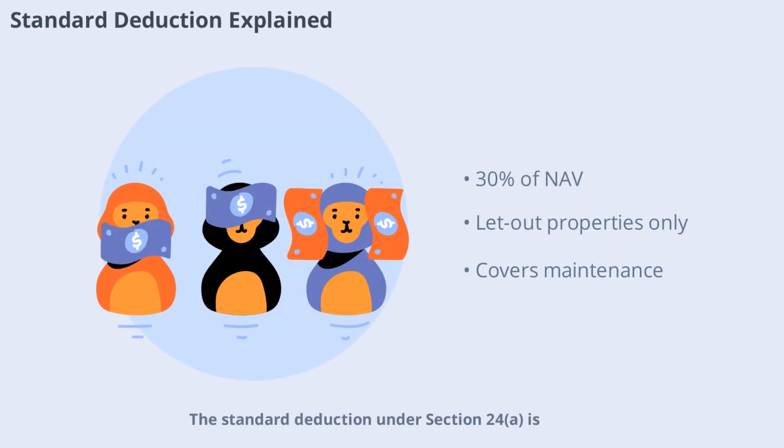Standard deduction under Section 24A is a flat 30% of the net annual value. This deduction is available only for let-out or deemed let-out properties, not for self-occupied properties. It covers repairs, maintenance, and other expenses regardless of the actual amount spent. This simplifies tax calculations and provides a fair allowance for property upkeep.